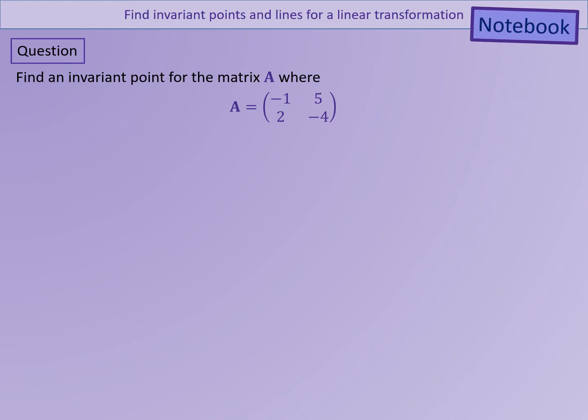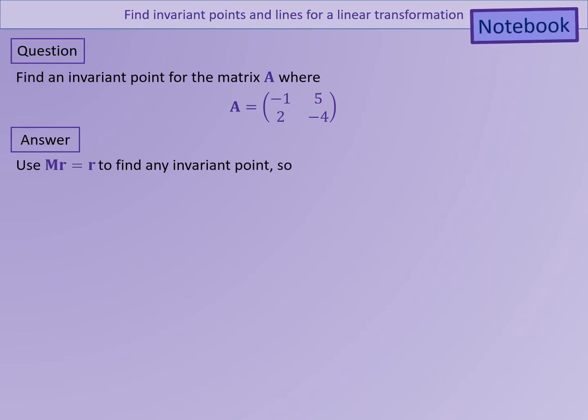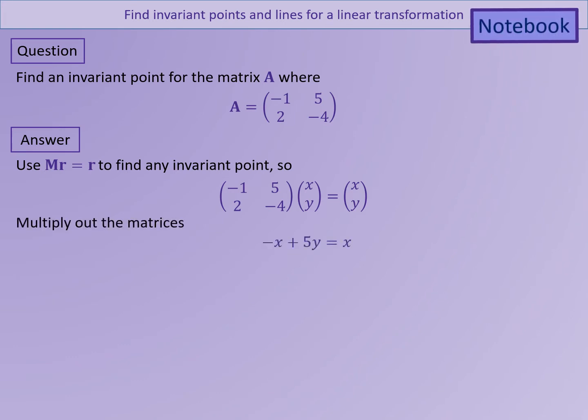So we're going to find an invariant point for the matrix A. A is given as (-1, 5; 2, -4). Because we know that invariant points satisfy this equation, MR equals R, and remember that R is just (x, y) in 2 dimensions, we can say that the matrix A multiplied by (x, y) just gives (x, y). Those points are not moved, they stay in the same place. If we multiply out that left-hand side, we'll get -x plus 5y, and then that equals x on the right-hand side. And then we get 2x minus 4y, and that equals y on the right-hand side.